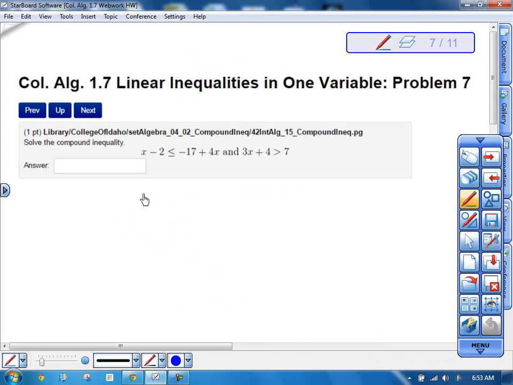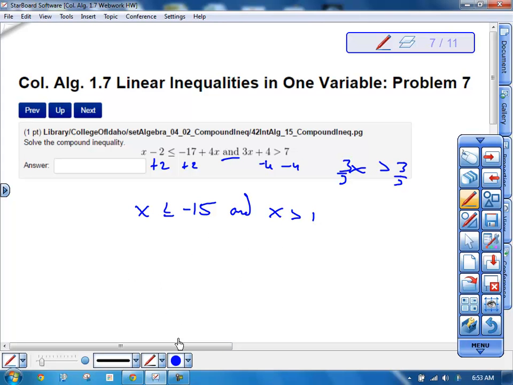Okay, now we've got a compound inequality. So we're going to add 2 to both sides here. And we get x is less than or equal to negative 15. And the word and is important. We're going to solve this one by subtracting 4. And that would give us 3x is greater than 3. Divide both sides by 3, we get x is greater than 1.